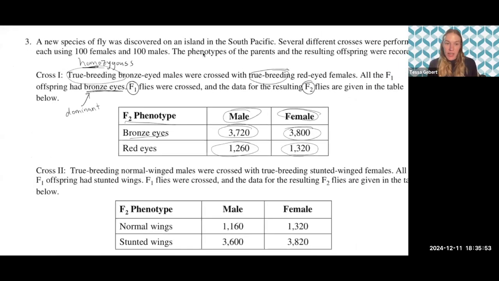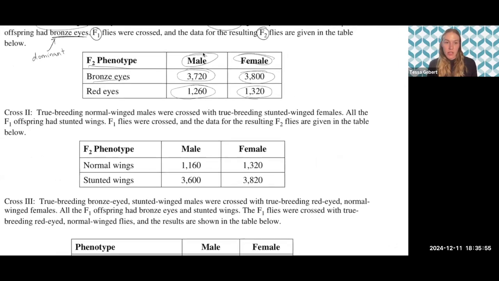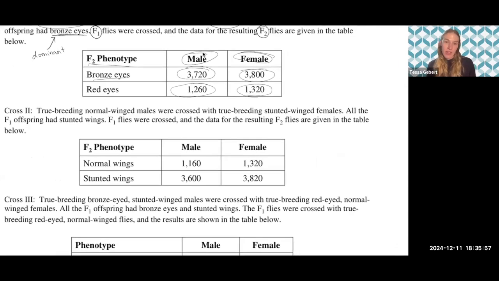Okay, let's go ahead and look at cross 2. Cross 2 has true breeding normal winged flies. So now we're looking at different traits. Before, we were looking at eye color, now we're looking at wings. So normal winged males crossed with true breeding stunted winged females.